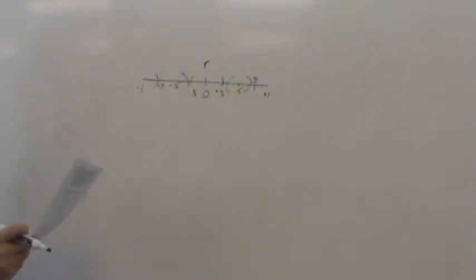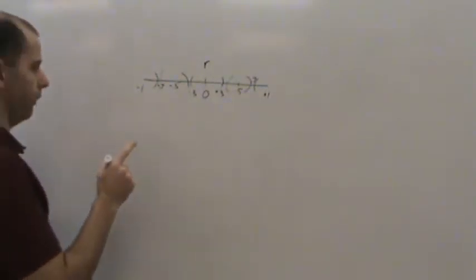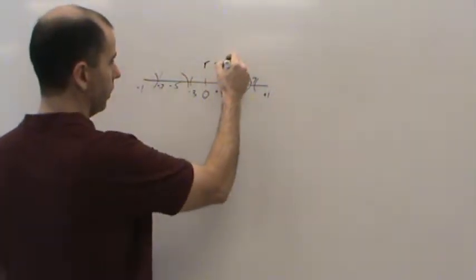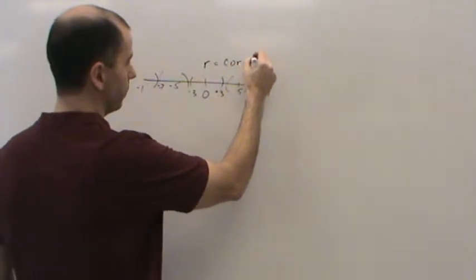Now, the main thing here for R, okay? This is the correlation coefficient, it measures the correlation.